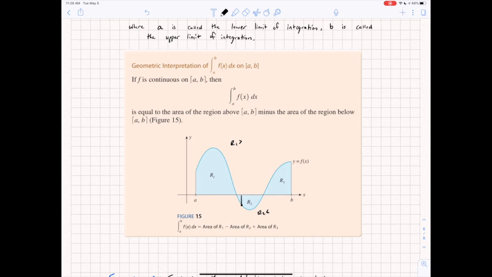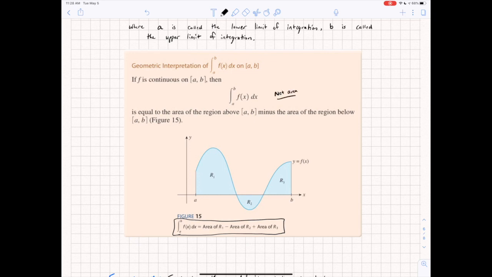So one thing that's really interesting about the definite integral is that it's just going to add up all of the areas. So if R2 is negative, then the integral would be equal to this expression down here on the bottom, where I would do area of region 1 minus the area of region 2 plus the area of region 3. In other words, the definite integral calculates the net area, right?